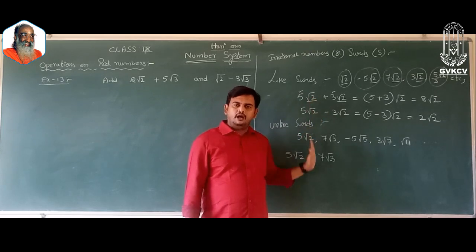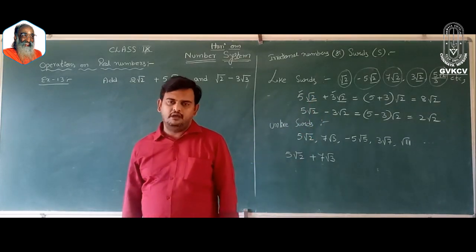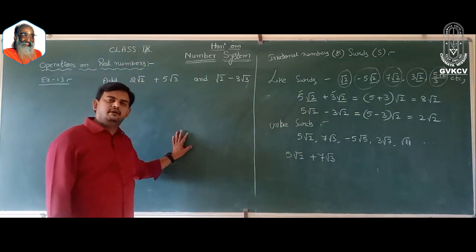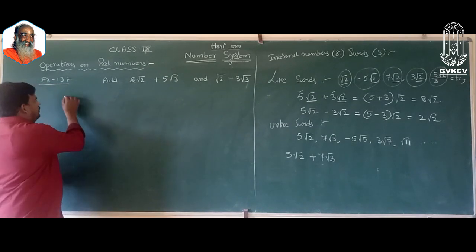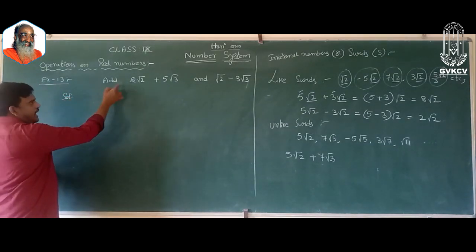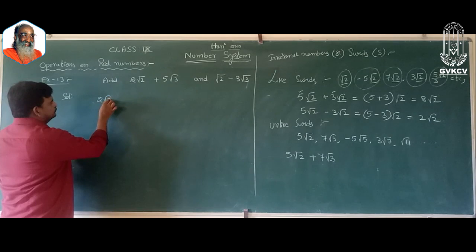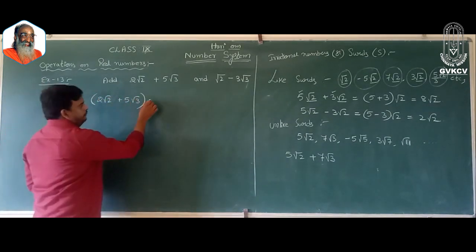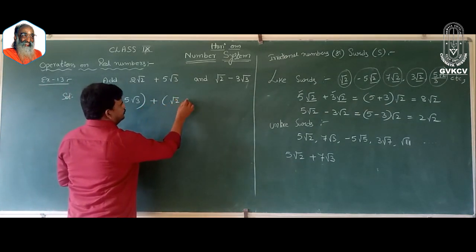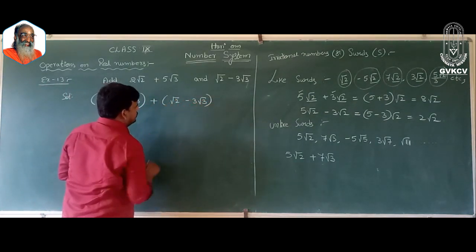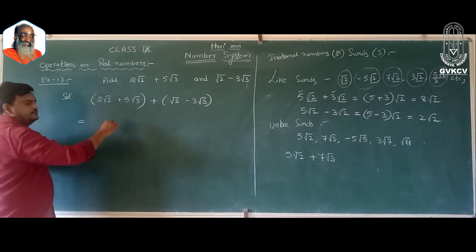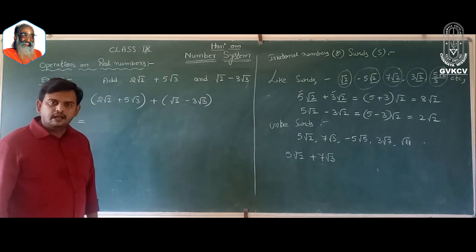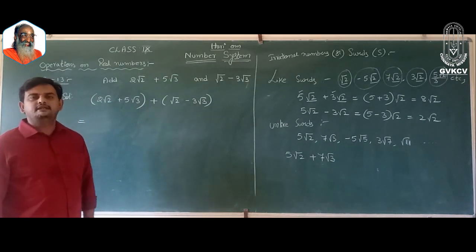So, like and unlike surds, we have to know very carefully. Now, using this concept, let us come to our example number 13. They ask you to add 2 root 2 plus 5 root 3 plus root 2 minus 3. First, we need to observe whether there are any like surds. First, we need to identify.